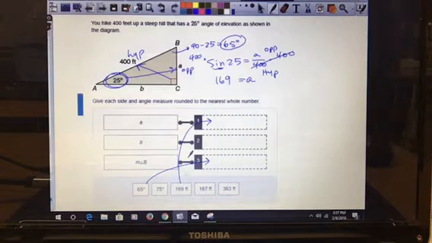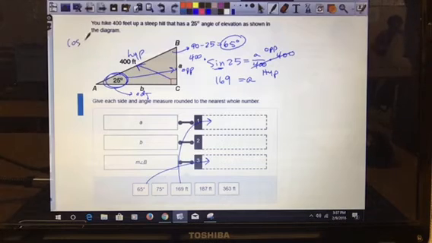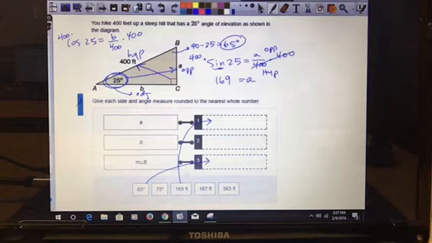And then little b is going to be our adjacent side. And I would still use hypotenuse. So I would do cosine of 25 equals my adjacent side b over my hypotenuse 400. Again, multiply by 400, but this time you're multiplying by cosine of 25. 400 times cosine of 25, and you get 362 and a half. So 362.5 is little b.